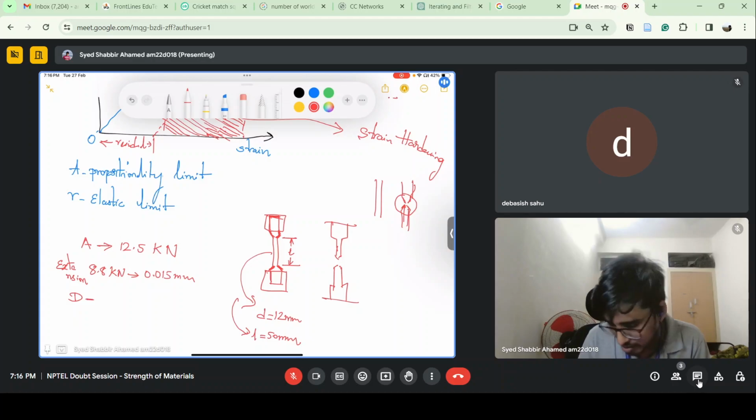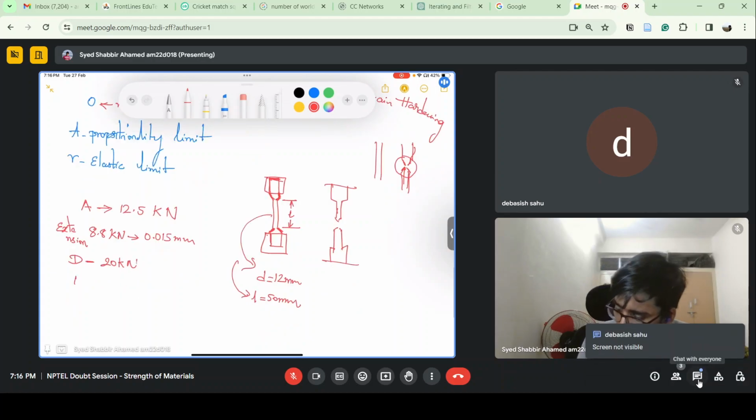The load at point D, which is the ultimate stress point, is given as 20 kilonewton, and the load at E, the failure point.